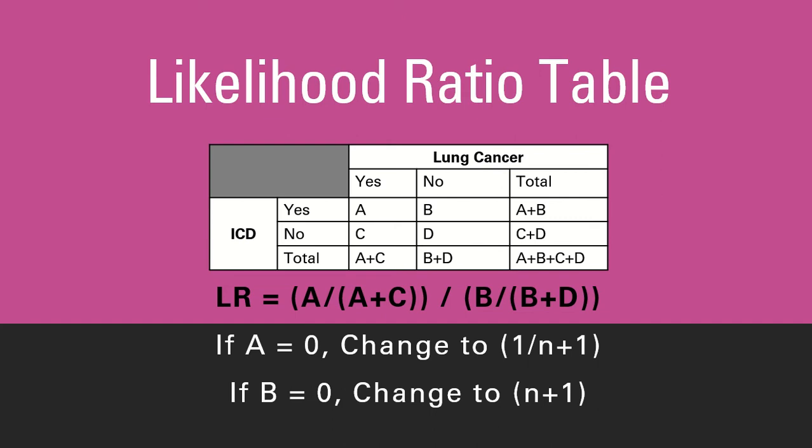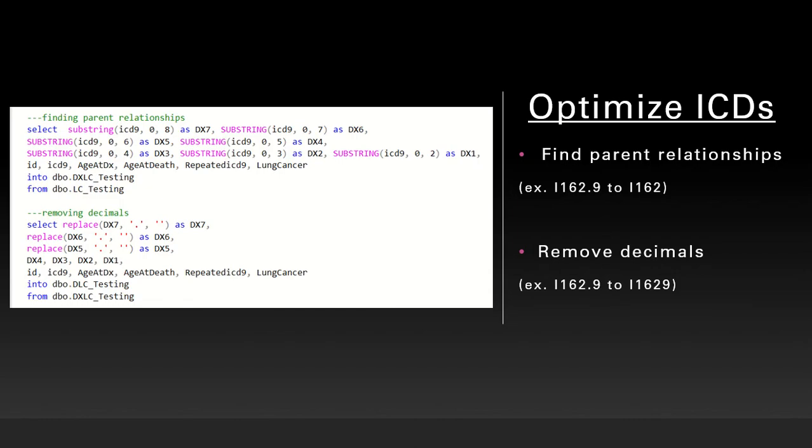To prevent any zeros or undefined ratios, if A is equal to 0, we will change the value of A to the quotient of 1 divided by n plus 1. N is equal to the total number of distinct records in your table. If B is equal to 0, we will change the value of B to the sum of n plus 1. Okay, this first step is very important.